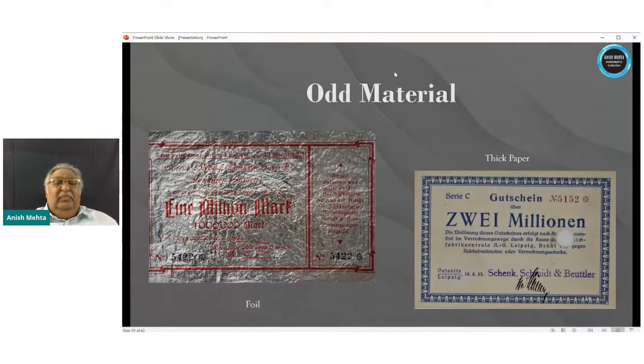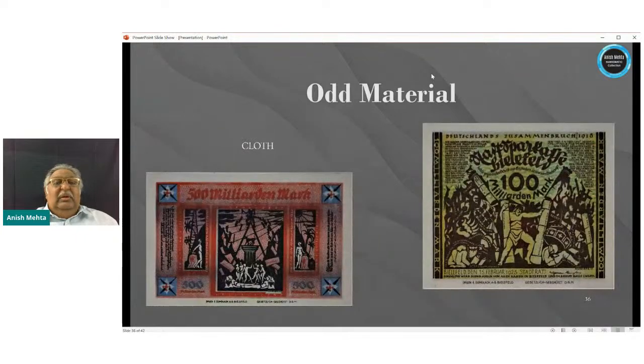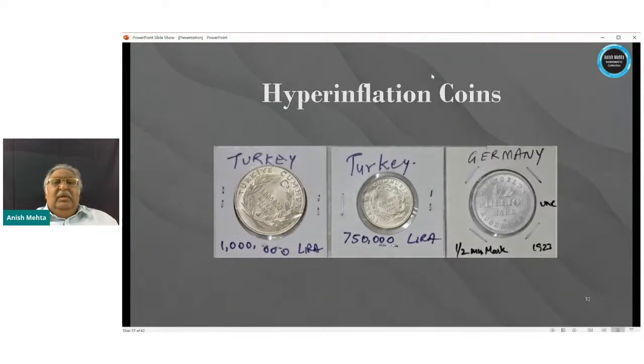Odd materials. It is typed on a foil. It is printed on a thick paper. This is all because when it is locally printed in a particular city or town, you start using material which is available in that particular town. These are on linen. You also have notes on silk. You have on jute. These are some of the hyperinflation coins which were issued during these times, Turkey and Germany.